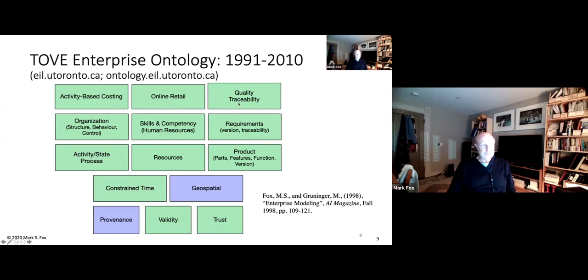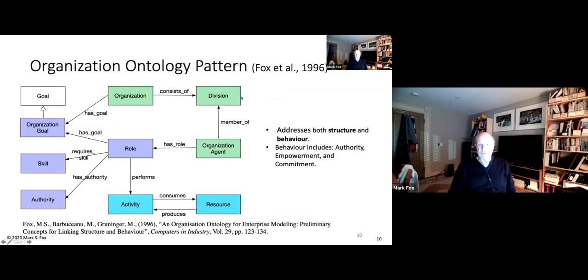Now, let me just give you an example of two small pieces of the organization ontology and the quality ontology, to give you a feel for what's involved in them. This is an example of a pattern that is a piece of the ontology. And note that we're not showing the definitions here. We're just showing the knowledge graph level representation. You would have to go to the papers where the definitions are provided.